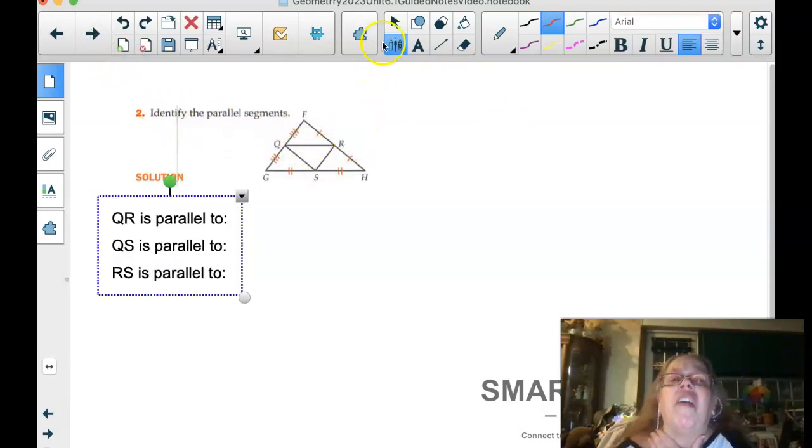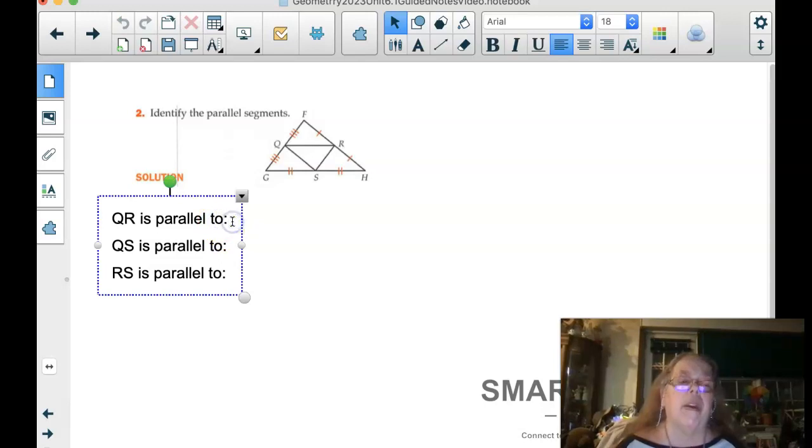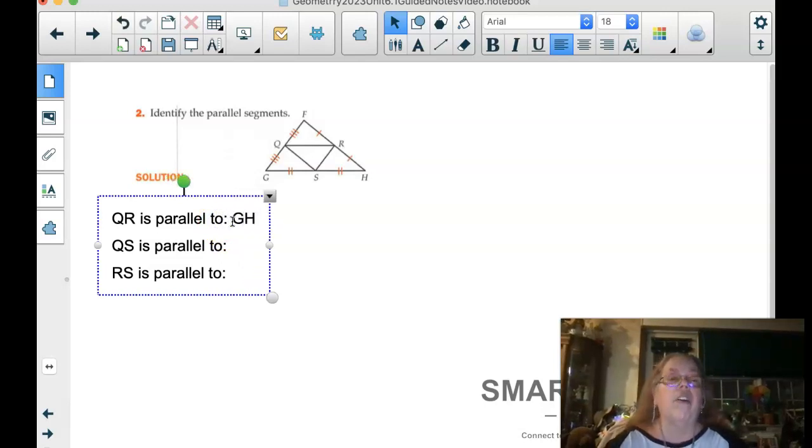Oh, I meant to cover this up. Cover your eyes for a second. So identify the parallel segments. Notice QR is parallel to GH. Oh, I did. I'm giving it away. All right, bear with me. I just gave you that one.